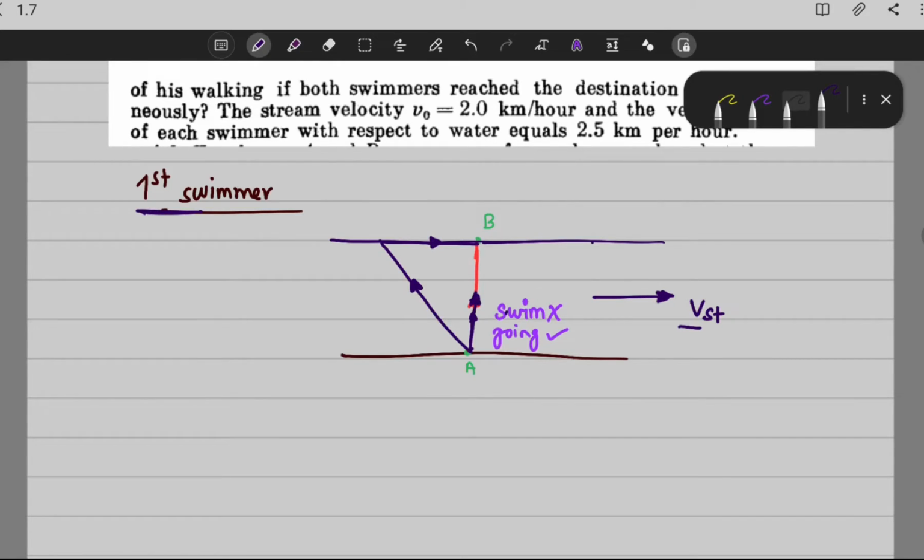So the first swimmer is actually doing the same. The swimmer is swimming in this direction, and because of the stream velocity it is going in this direction. Now what is this one? When we keep the stream at rest, this is the direction in which the swimmer will go with velocity, let us say, v1 with respect to stream, and this is the stream velocity, and this is the actual velocity of the swimmer.